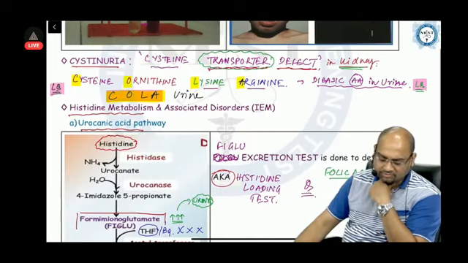Important point. Please try to remember this point, beta ji. Pay attention to this. Very important. Please remember.